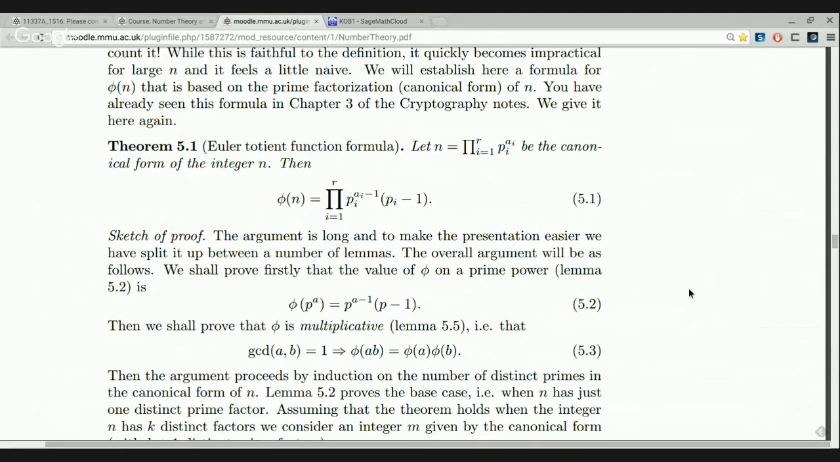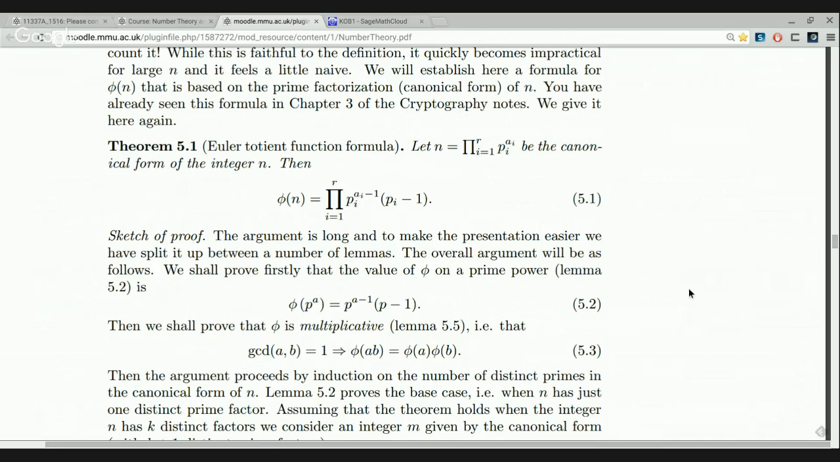In number theory, the prime factorization is a very good way to consider integers. So this is a very nice expression, and you can consider this formula as giving you a good understanding of the Euler phi function as it behaves on an argument n, based on the prime factorization.